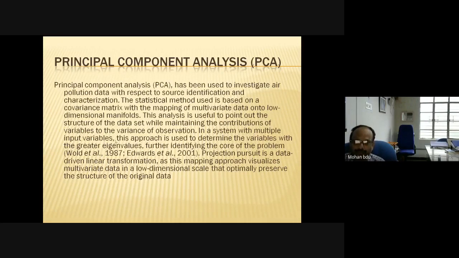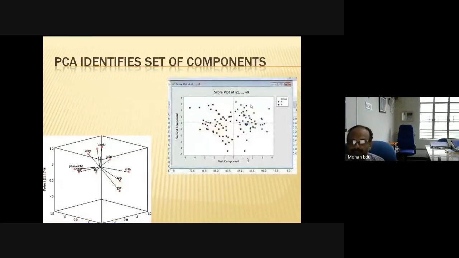In a system with multiple input variables, this approach is used to determine the variables with greater eigenvalues, that is, eigenvalues more than one, and further identify the core problem. For example, PCA identifies a set of components, that is, factor 1 may be one group of components, and factor 2 may be another group. Based on this separation, we can conclude that this set of combination is from the diesel vehicle, this set of combination is from the LPG vehicle, or this set is from the kitchen. So PCA is an easy method which is widely used to identify the source.